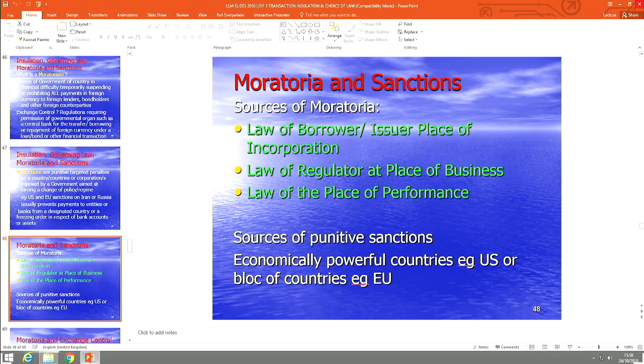Now, the usual places that moratoria emanate from are not just the country where a borrower is incorporated. It could be the place of business of a borrower or counterparty in a transaction. It could be, and this is the crucial one, emanate from the place of performance. The moratorium could be part of the law of the place of performance.